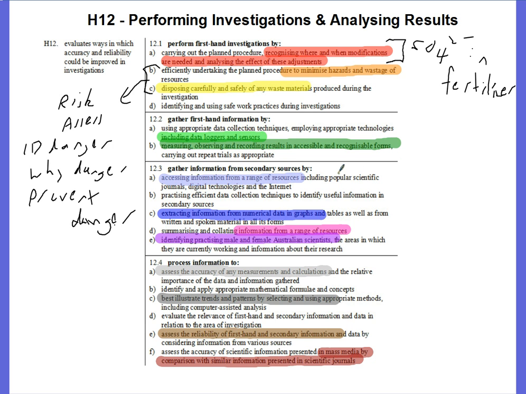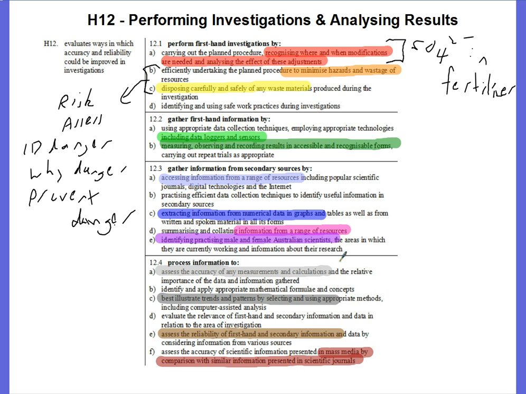Accessing information from a range of sources. You did that in all your research. You used a number of textbooks, a number of websites for your research. Extracting information from numerical data in graphs and tables. That's just using your numerical skills. Summarising information from a range of sources. Once you've found the data, you need to be able to summarise that from a range of sources. Identifying practicing male and female Australian scientists, which is why we did both of them in our assessment task.